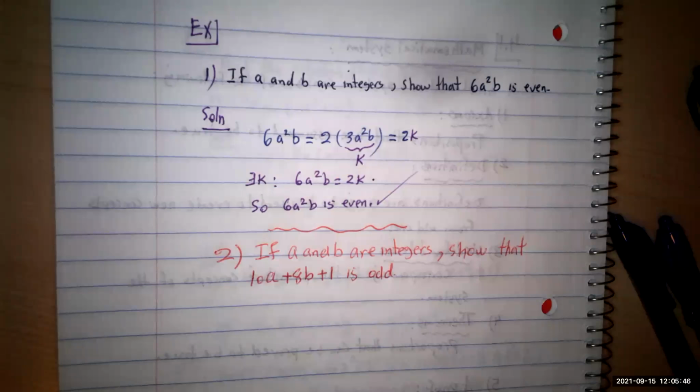So A and B are integers. We want to prove that this number, 10a plus 8b plus 1, is an odd number. Remember the definition of odd? The definition of odd is a number of the form 2k plus 1. Any suggestion? Factor out 2 from 10a plus 8b, so you'd have 2 times 5a plus 4b, plus 1. So k would become your 5a plus 4b. Yeah, excellent. That's it. Very good.